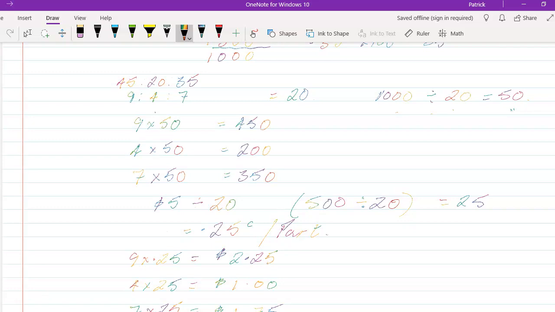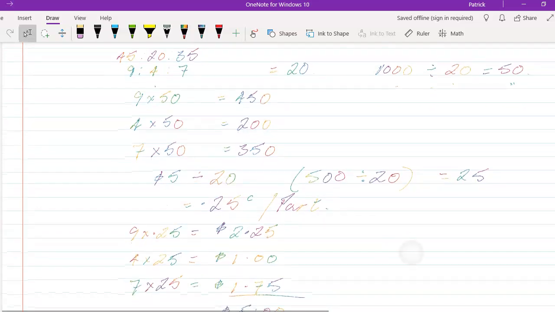Now for how much they actually paid for the $5 ticket. Each portion is worth, I should say, we divide the total, $5 or 500 cents, by the ratio total, 20, and it's 25 cents. Each part is 25 cents.